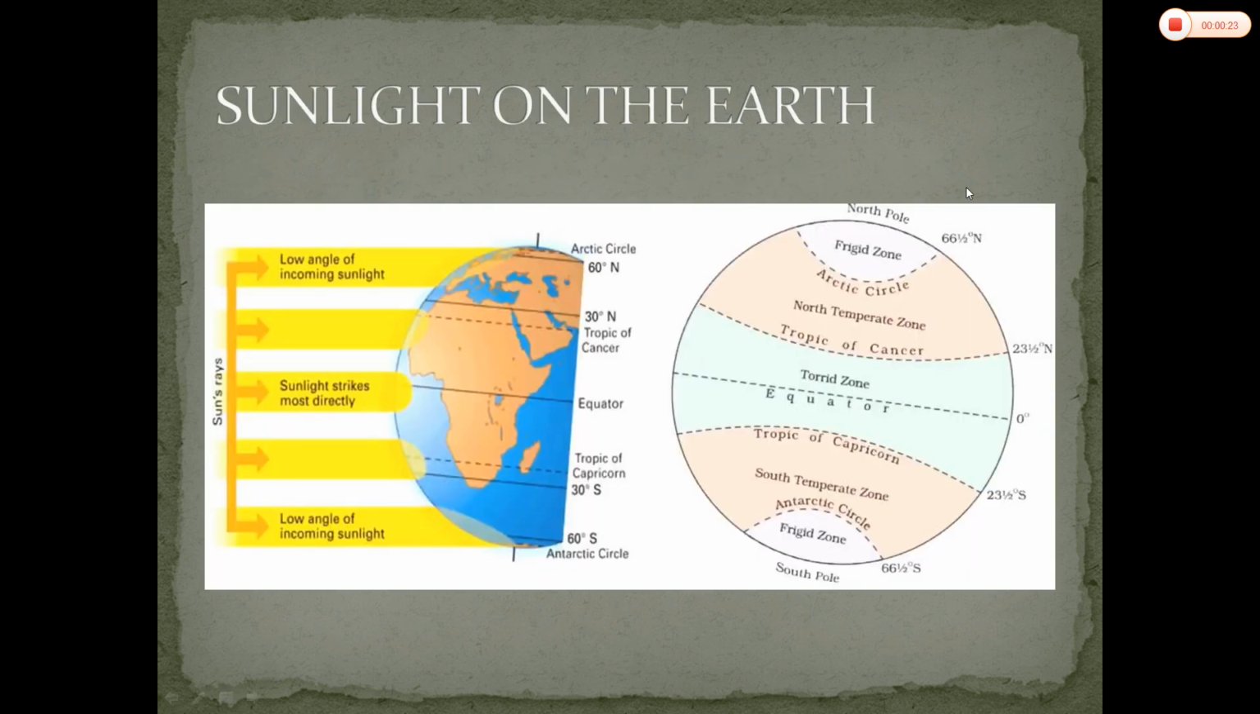So what are the heat zones basically? Heat zones are the different zones of the earth which are categorized or divided on the basis of the heat received by the earth's surface.